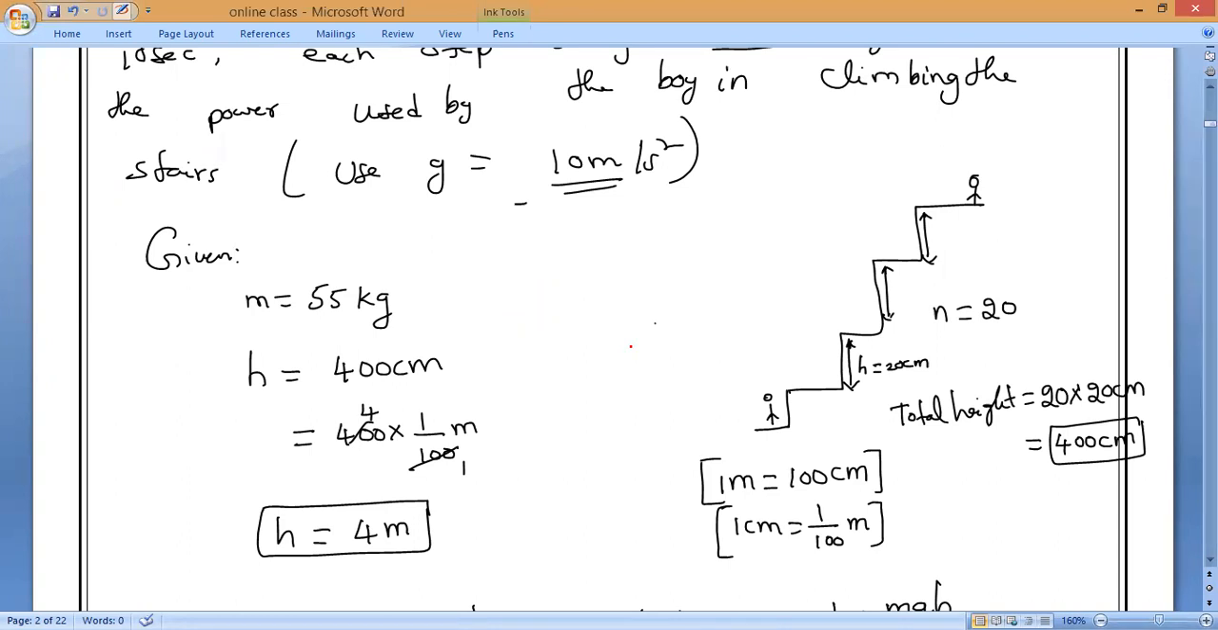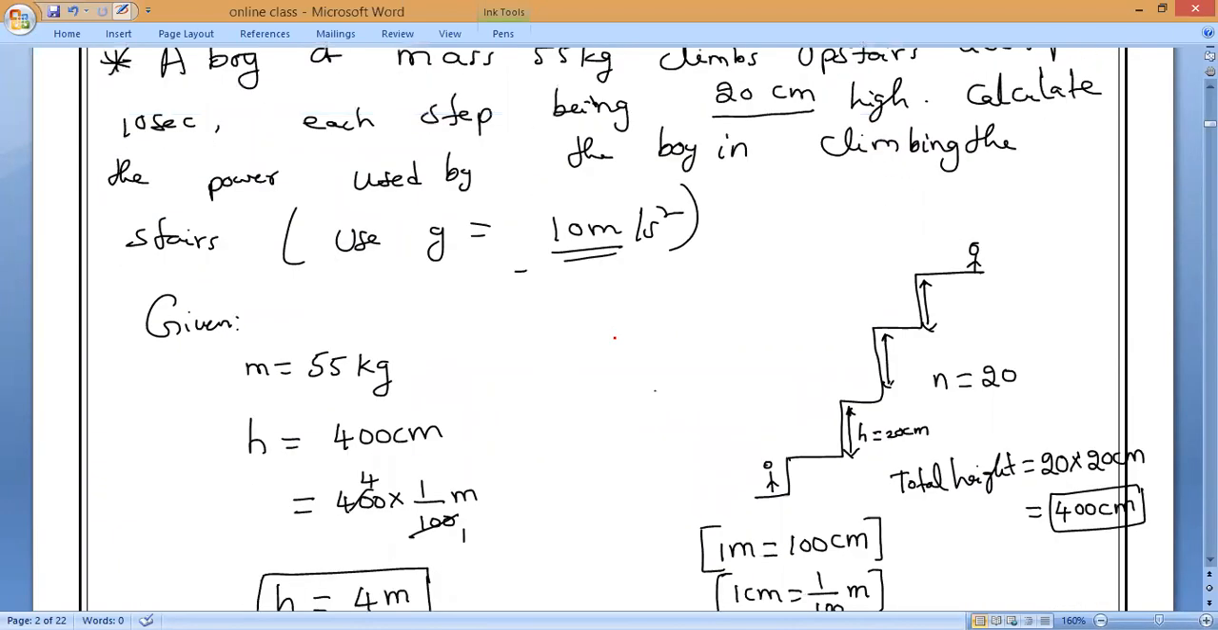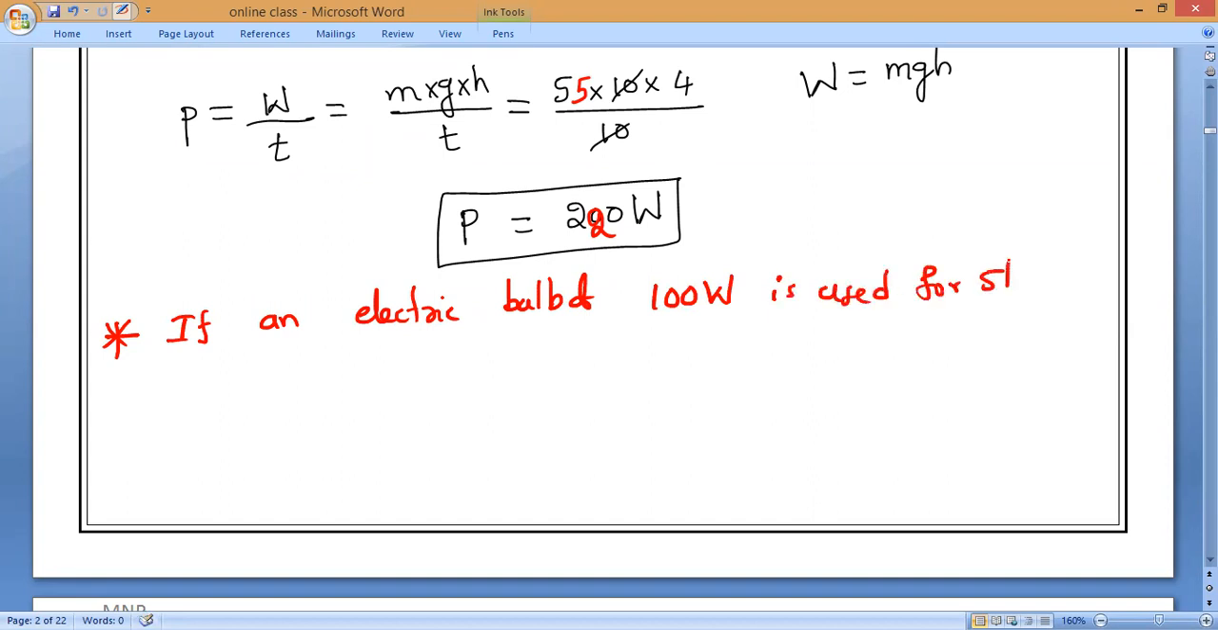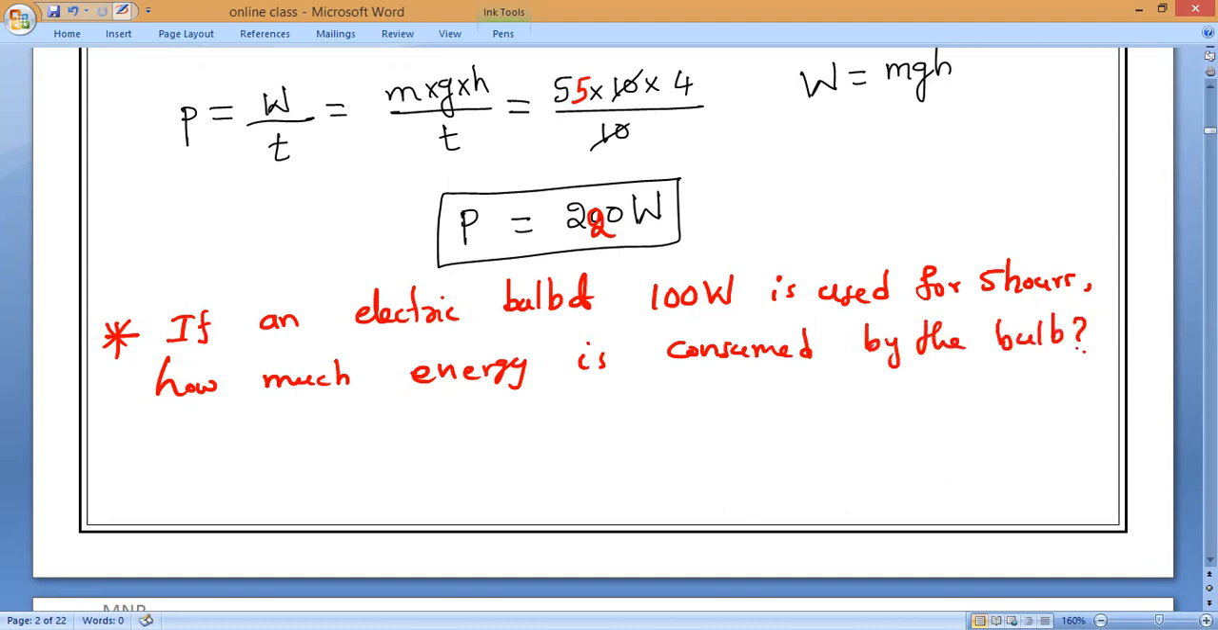Right. Next question. If an electric bulb of 100 watt is used for 5 hours, how much energy is consumed by the bulb? Everybody must solve.